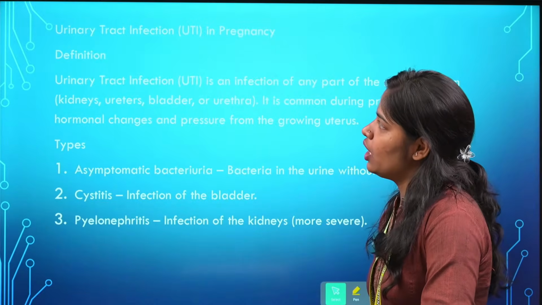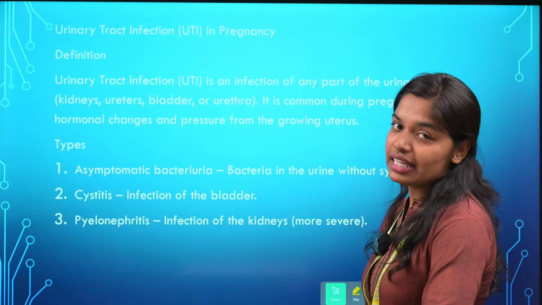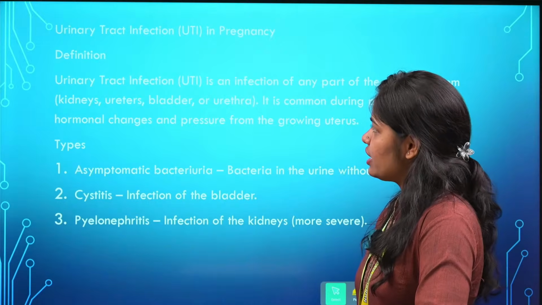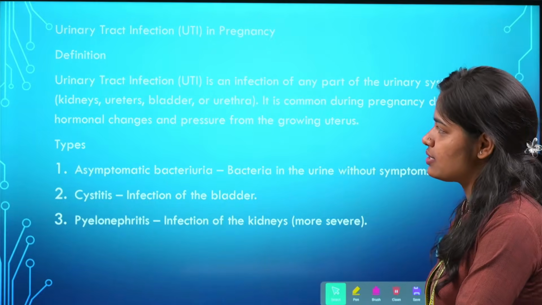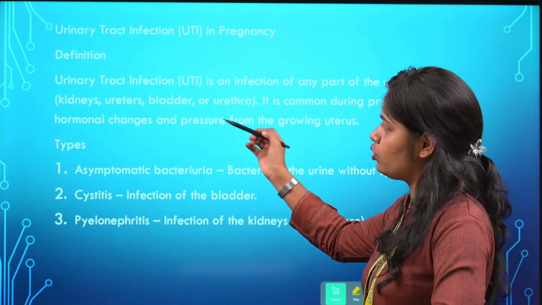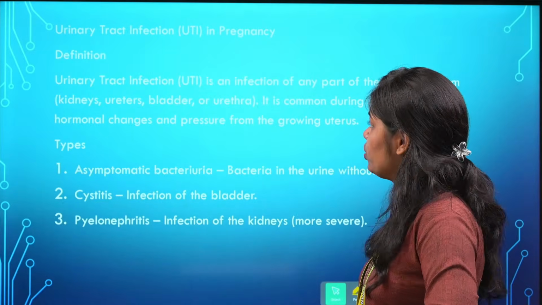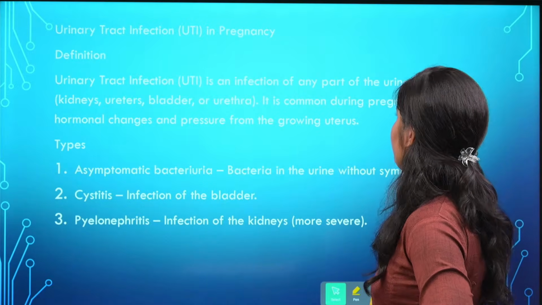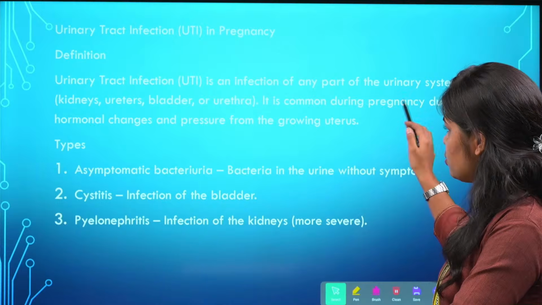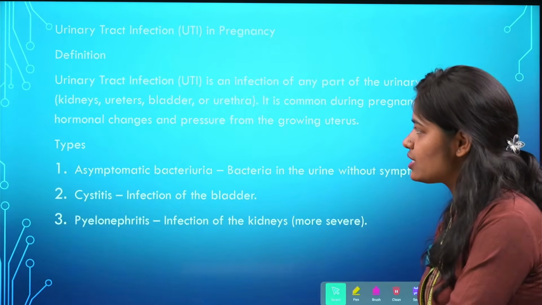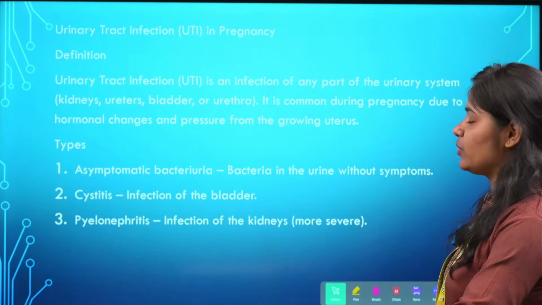Next is urinary tract infection in the time of pregnancy. Urinary tract infection is an infection of any part of the urinary system. It may occur in the kidney, ureter, bladder or the urethra. It is a common infection during pregnancy due to hormonal changes and the pressure from the growing uterus.